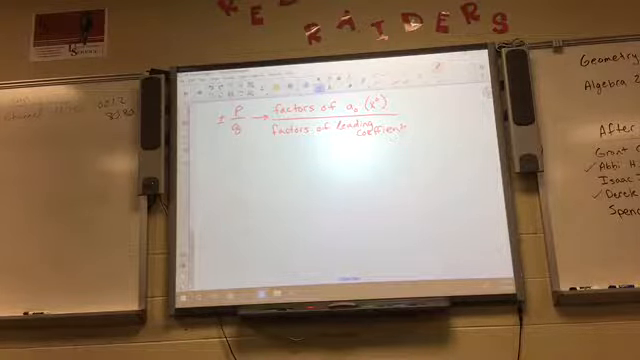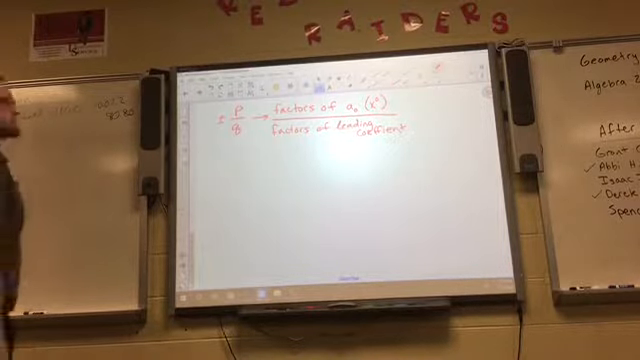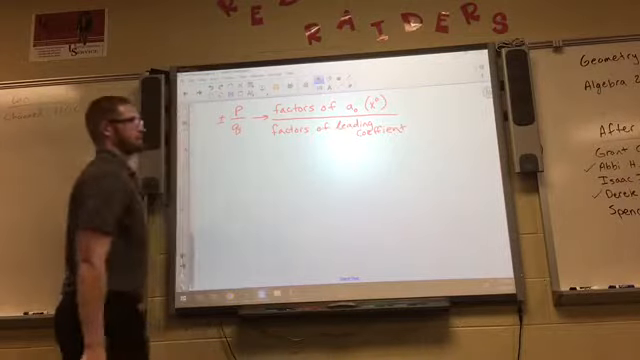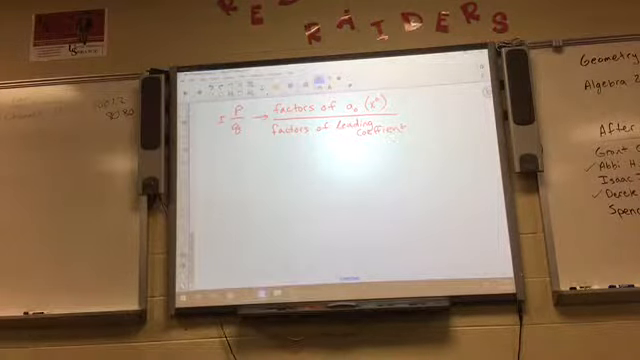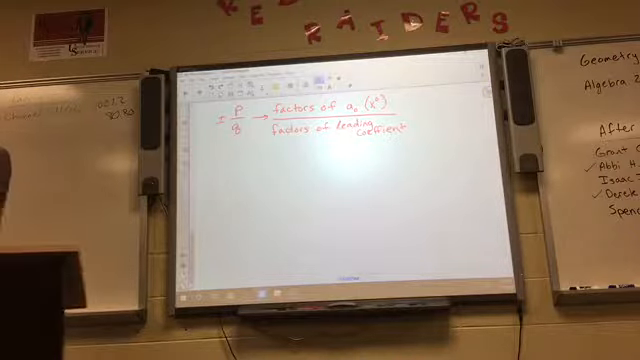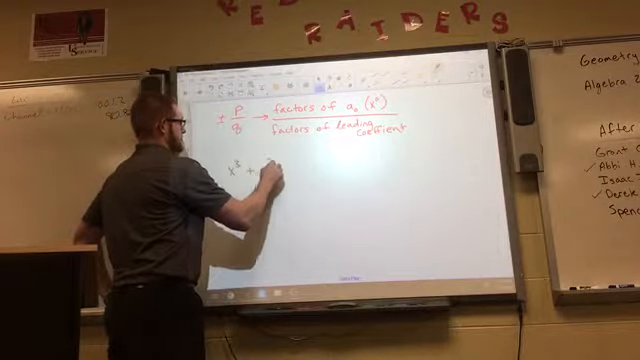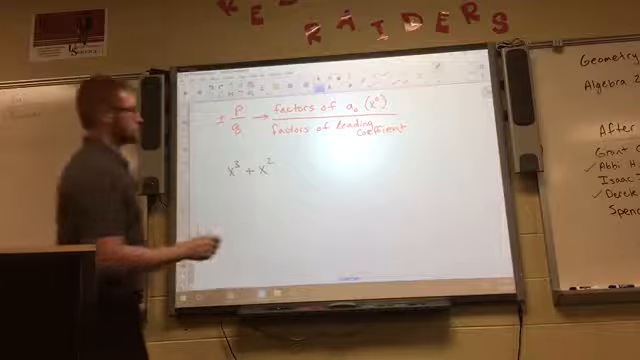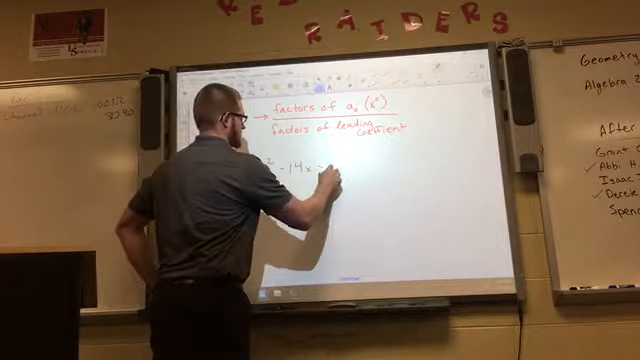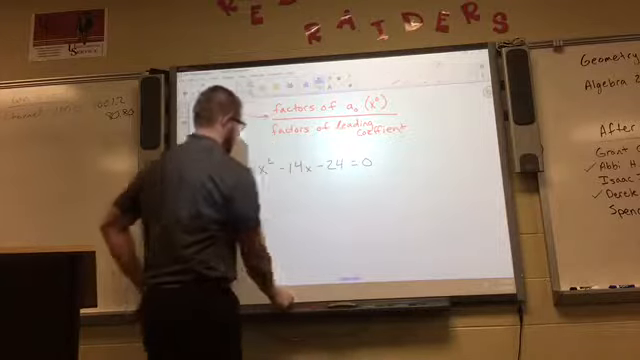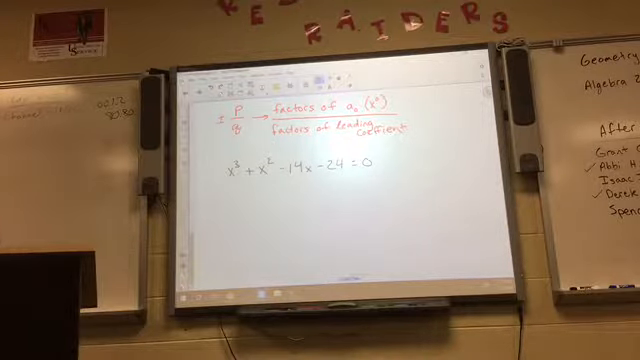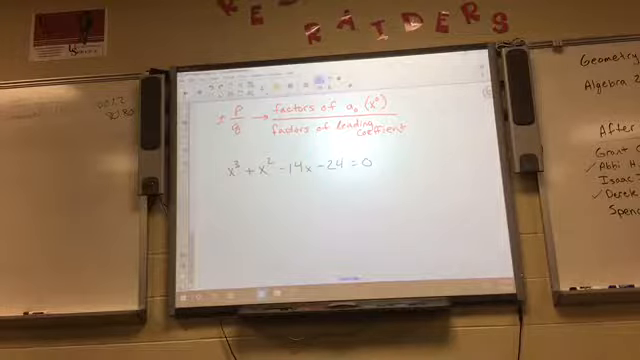So we are going to use this idea, and we're going to have to list all the possible factors, and then we will go into synthetic division and figure out which ones work. The example in my book is x cubed plus x squared minus 14x minus 24 equals 0. You won't have to do this on all problems, and luckily in your assignment, they're going to tell you when to do this.